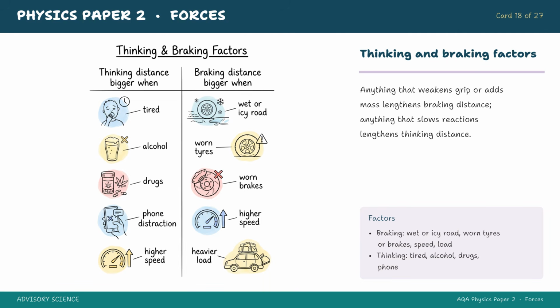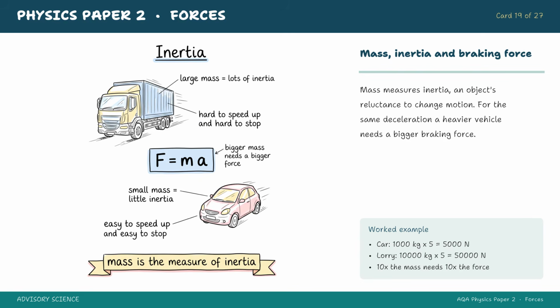Braking distance comes second, and it's the unbalanced forces phase. Now the brakes are on, the forward force is gone, and a big backward friction force takes over. So the forces are unbalanced and the car decelerates. To see how mass changes the force needed to stop a vehicle, imagine a heavy lorry and a small car driving side by side at 60 miles per hour.